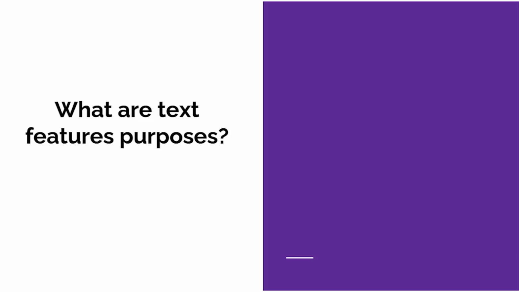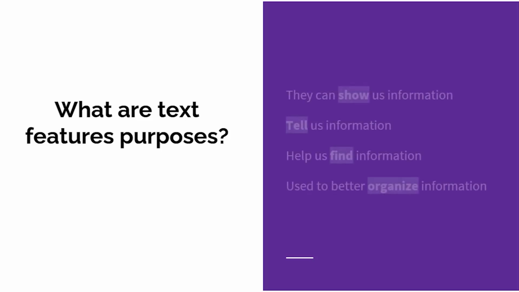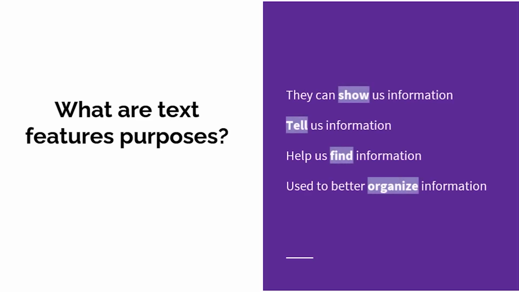So what are text features' purposes? They can show us information, tell us information, help us find information, and be used to better organize information. Authors include text features to help the reader better understand what they have read. And text features provide information that may not be written in the text itself. And text features can be found in textbooks, magazines, articles, newspapers, reports, web pages, and other forms of nonfiction texts.